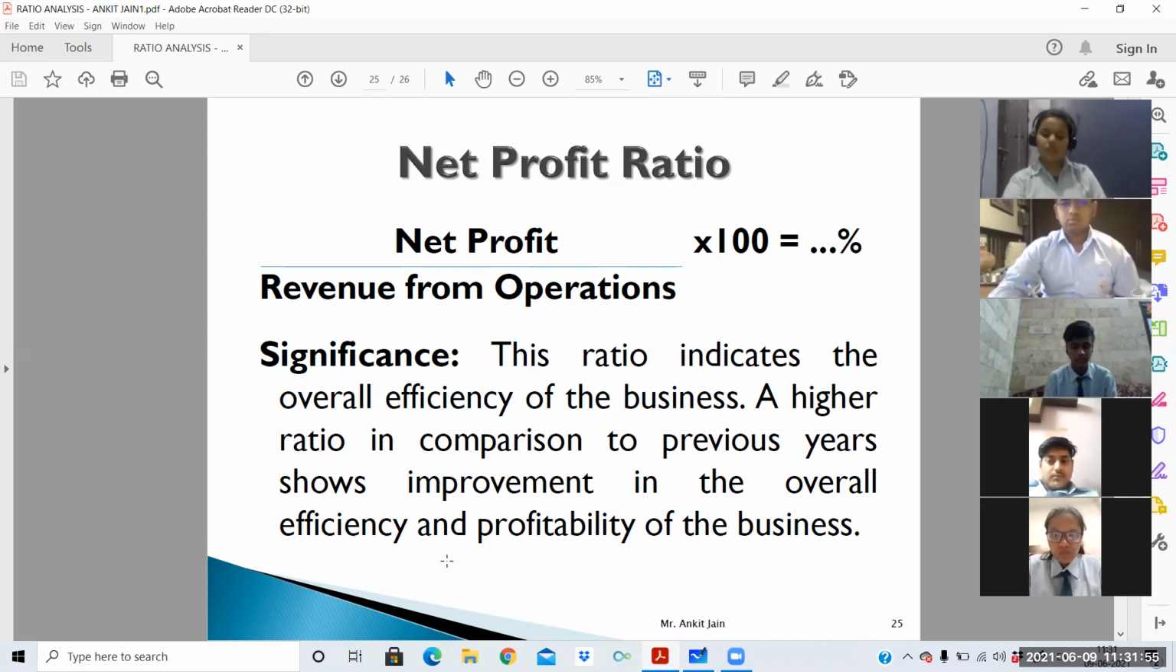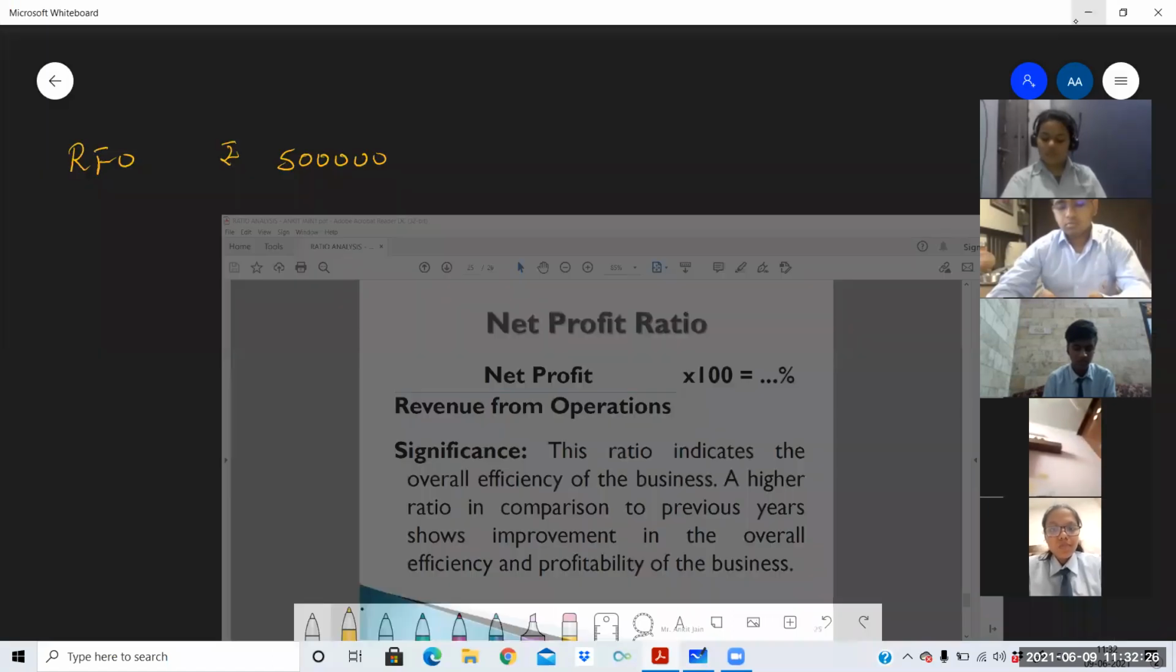For example, in the last year, we were having a 10% net profit ratio, and this year we are having 20%. So it means the ratio has increased just because of an increase in efficiency. We may have done more sales. We may have reduced the wastages. We may have made our debt collection policy strong, so that all combined results in the improvement in the efficiency and will enhance the profitability of the business. Clear? So now we will do the numerical.